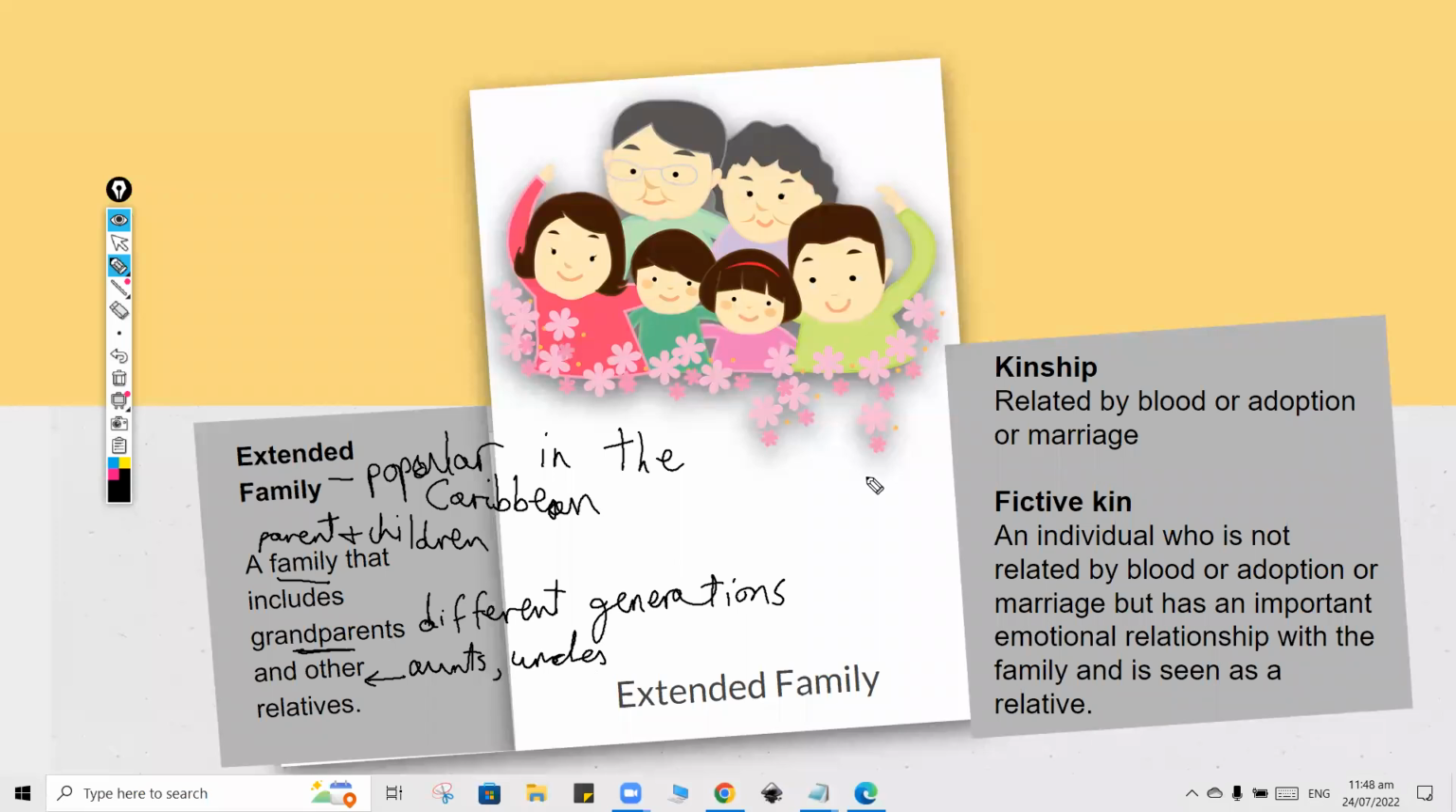All right, now over here we have some other related terms. You should be noting these as we go, and if you need the extra information, write that in.